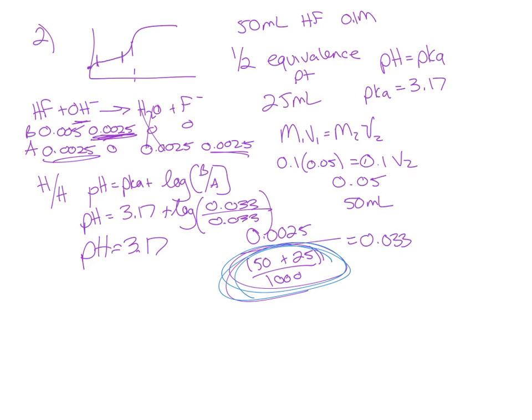If you added more than half the base, so like 30 mils or maybe 35 mils, you would be a little bit above the pKa. Okay, you'd be at a higher point here, and again, your volume would be different, so you'd have a higher number here, so your concentrations would vary. But that's not the main point. It would be that your pH would be a little bit higher.